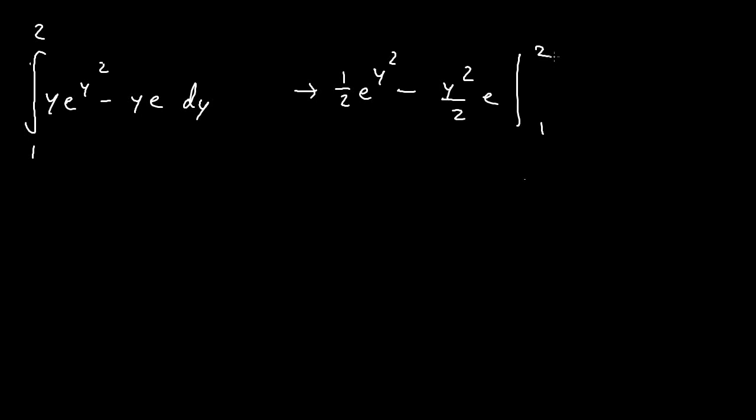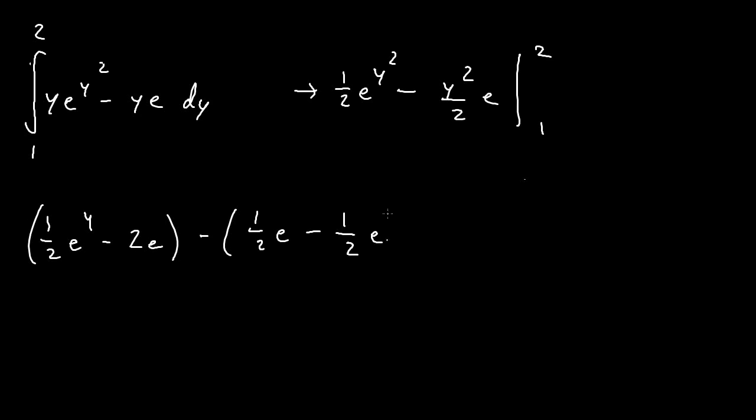So if I plug in 2 for y first, we'll get 1/2 e to the 2 squared, which is 4, minus 2 squared, which is 4, over 2, which is 2. So 2 times e, minus, when I plug in 1 for y, we'll get 1/2 e to the 1 squared, so e to the first, which is just e, minus 1 squared, which is 1, over 2, so 1/2 e. So the 1/2 e terms, both minus each other, will cancel. So we're left with 1/2 e to the 4th minus 2 times e. And that's the final answer.